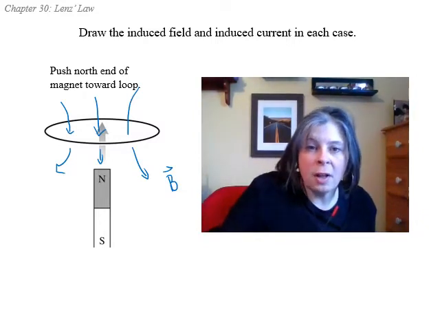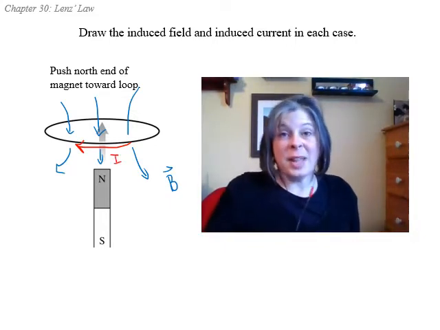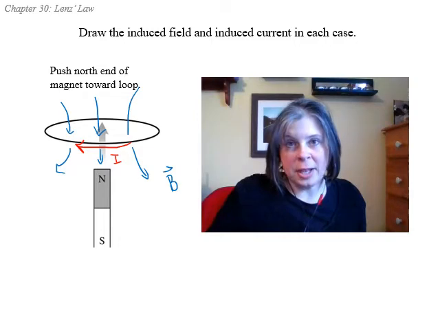So we'll grab a different color. Induced current comes around the loop to the left in front. So there's the induced current. So that's how you work out those problems. You figure out what's the change in field and how does that correspond to the induced current.